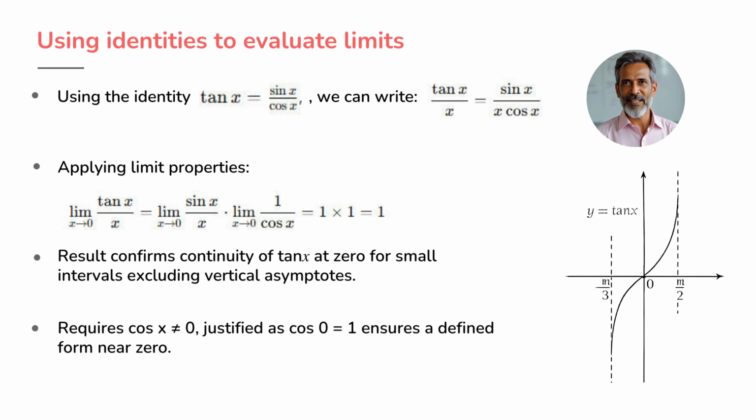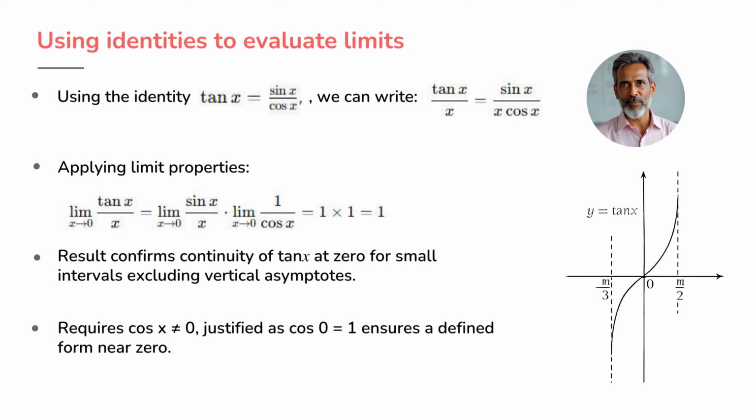Next up, let's examine the limit of tangent x divided by x as x approaches 0. At first glance, tangent can be tricky because it's sine over cosine, and cosine can zero out at places, giving vertical asymptotes. But near 0, cosine of 0 is exactly 1, making things easier. We use the identity tangent x equals sine x divided by cosine x to rewrite our expression as sine x over x times 1 over cosine x.